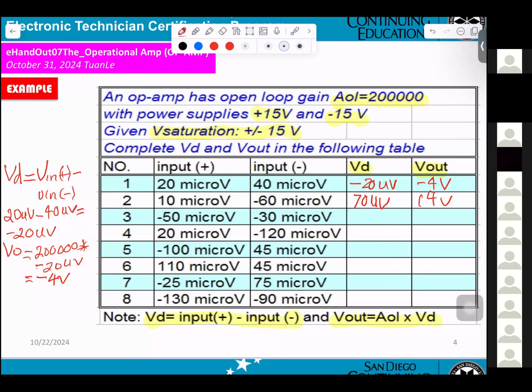Let's try number 3. I want to verify number 2. Who else got the same number for 2? I also got the same answers. Okay, perfect. So make sure you do it, okay? See, Mr. Smith, up until now, he did very good.